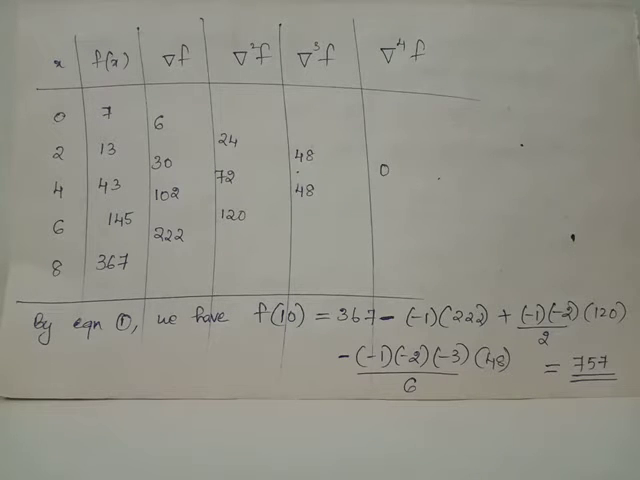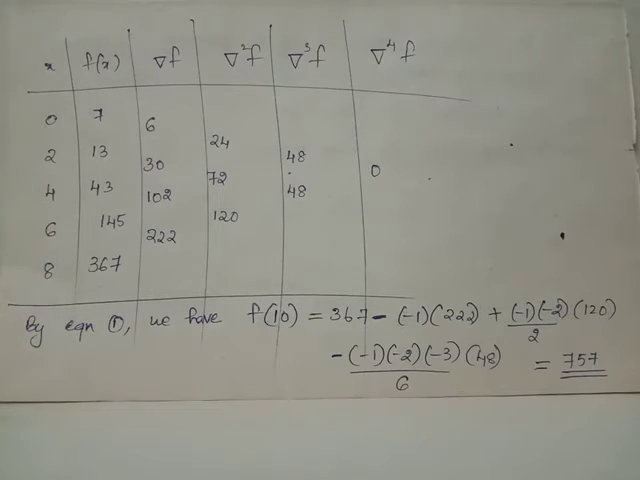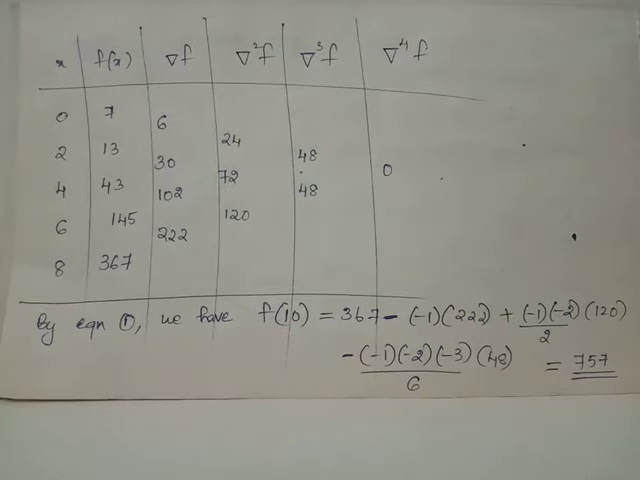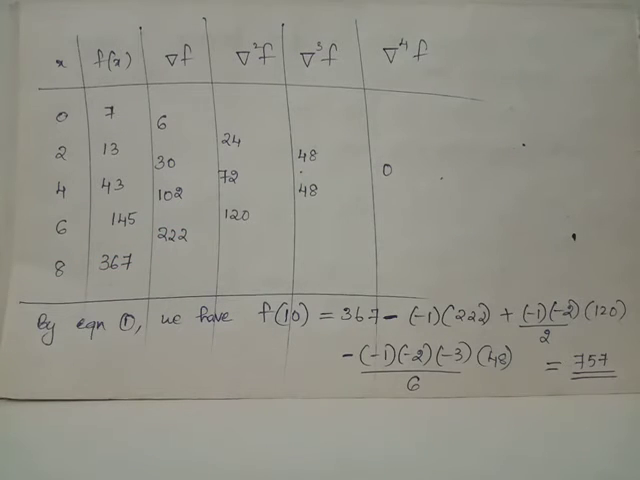Since we wish to find the value of f of 10, we will have f of a minus nh equals f of 10, that is a minus nh equals 10 where a equals 8 and h equals interval of differencing which equals 2. Difference between consecutive input values equals h equals 2. Since a equals 8, we have f of a equals 367, del f of a equals 222, del square f of a equals 120, del cube f of a equals 48, del raised to 4 f of a equals 0.